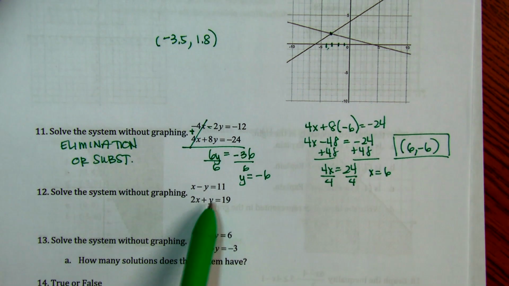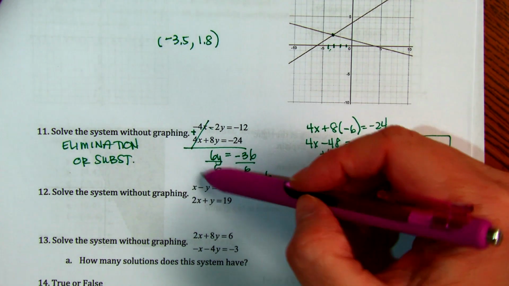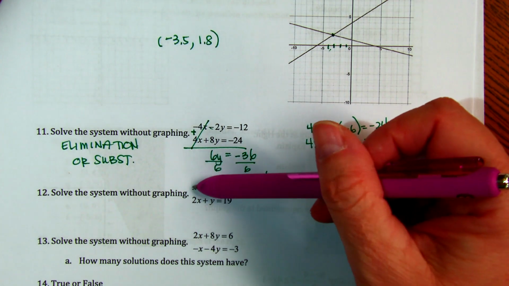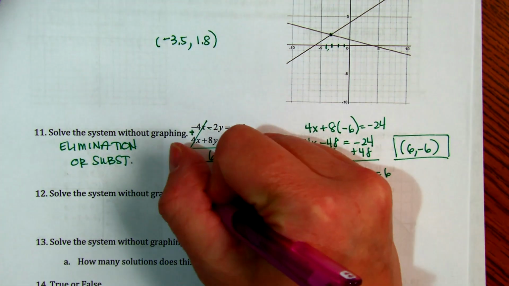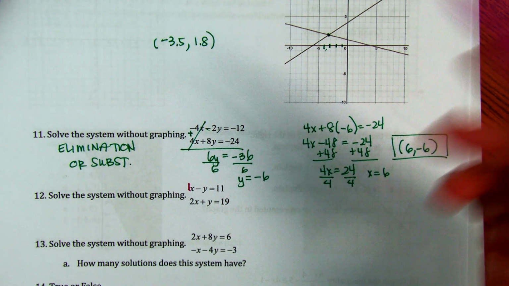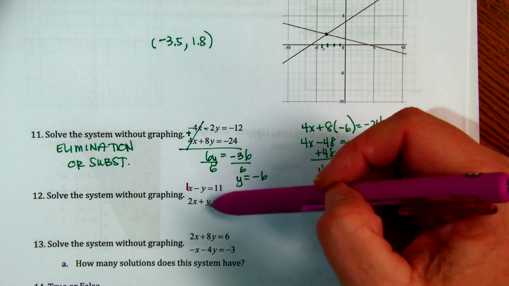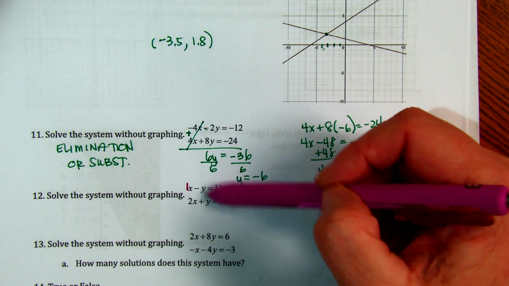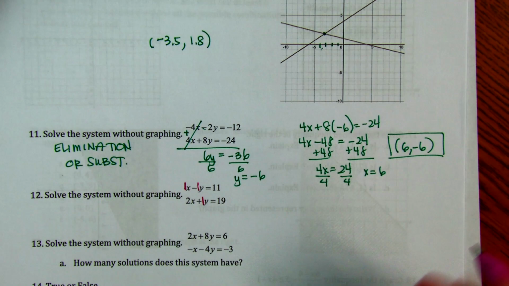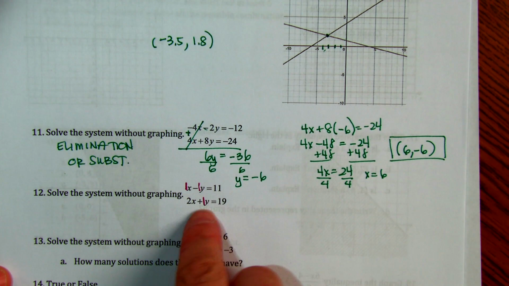Solve the system without graphing. Again, I have a choice of elimination or substitution. This one could be used for substitution because x has a coefficient of 1, and y's have coefficients of 1 or negative 1, so substitution would work. I could also solve this by elimination because the coefficients are opposites, negative 1 and 1. Because I did the last one by elimination, I'm going to do this one by substitution just so you can see it again.